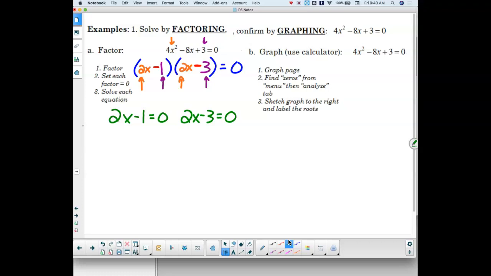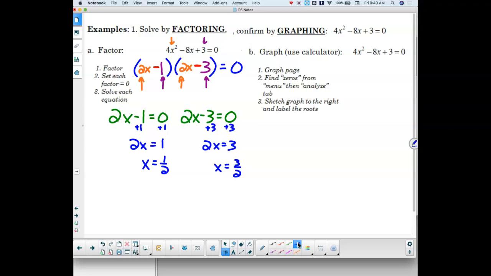And then we're going to solve those equations. Well, first I'm going to add 1. Then I'm going to divide by 2. I'm going to get x equals 1/2. Then I'm going to add 3. I'm going to divide by 2. I'm going to get x equals 3/2.